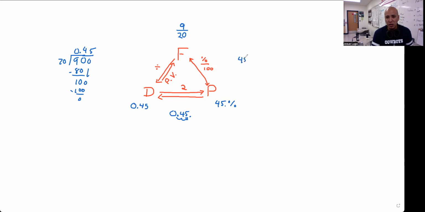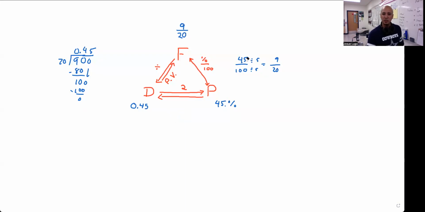All right, and then to change a percent into a fraction, you just need to take that percentage and put it over 100. So that's 45 over 100. That's 45%, and we just need to simplify it. So in this case, we can divide both of these by 5. 45 divided by 5 is 9, and 100 divided by 5 is 20ths. And so as you can see, we're back to 9 20ths.